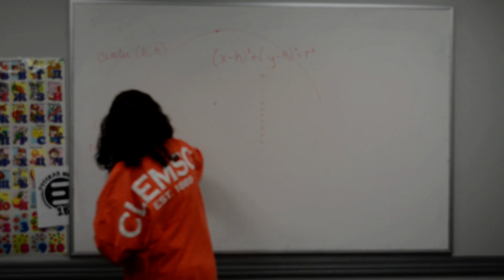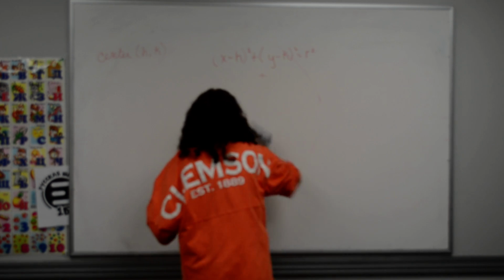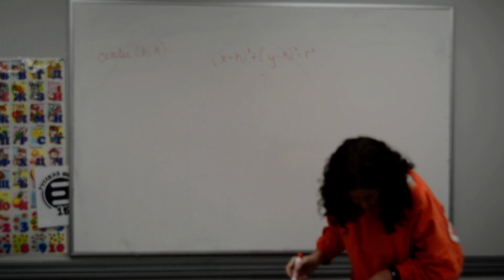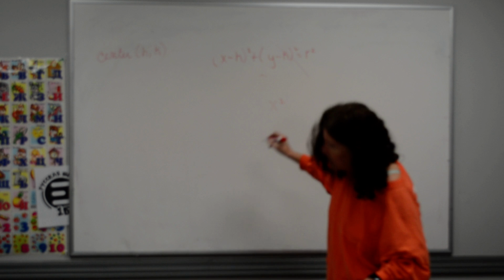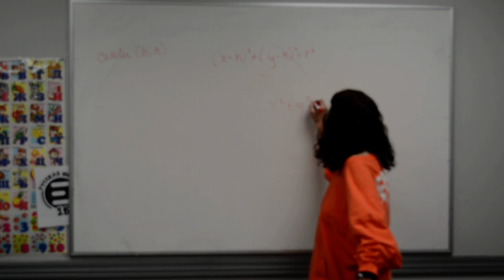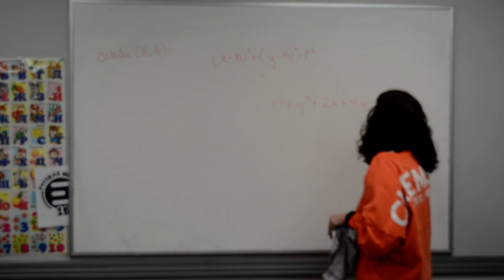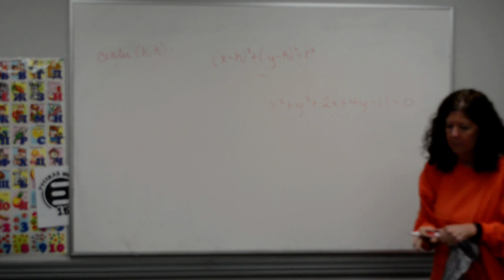Let's do another one. Actually, I'm gonna give you one to complete the square on. Make sure you don't have to graph it, but just make sure you get it in the right form there. x squared plus y squared plus 2x plus 4y minus 11 equals 0. Okay, put it in the right form.